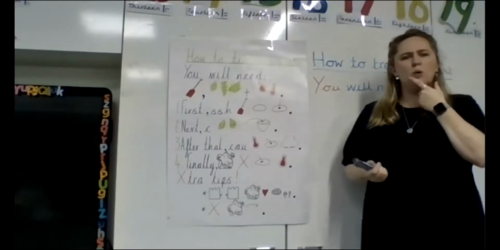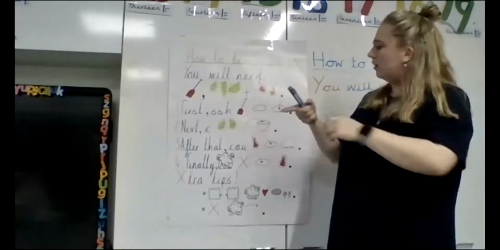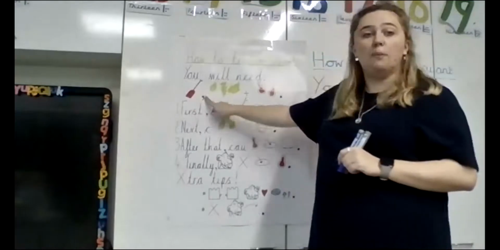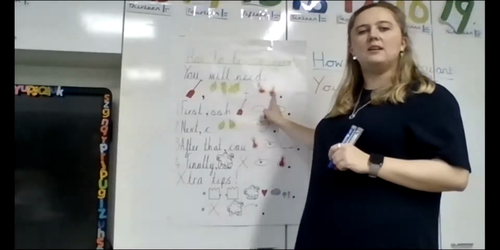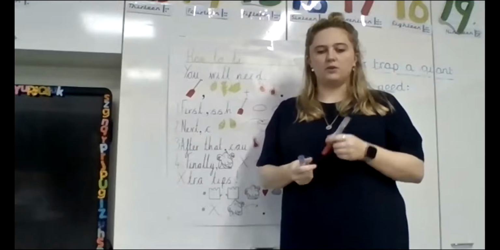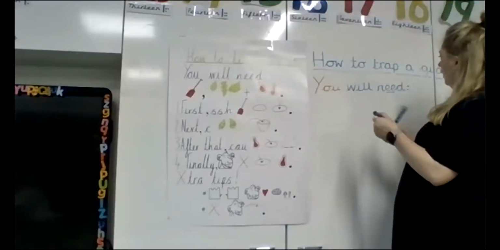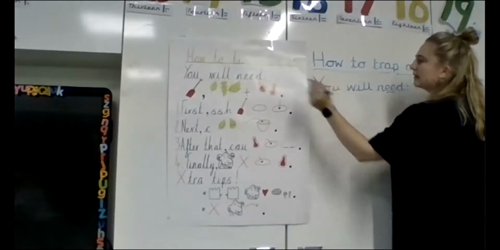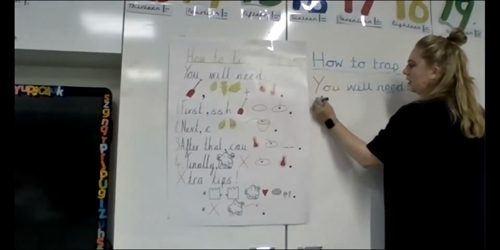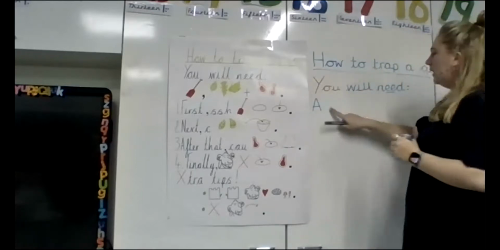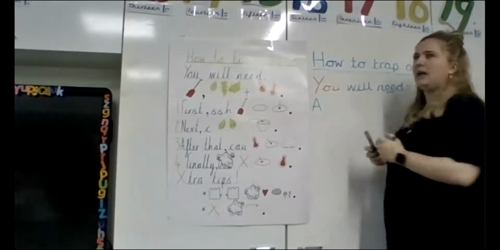You will need. Oh, what was next? Let's just check our story map. A spade, comma, some leaves and some meat, full stop. So, a spade. Next line. Capital letter, a, finger space, spade.